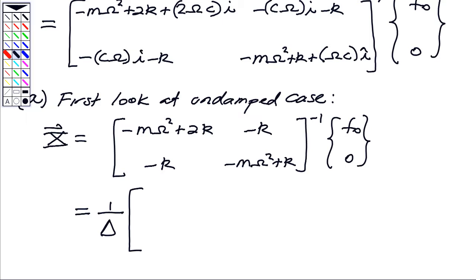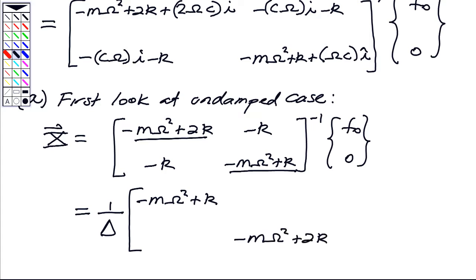But what you do is you switch the positions of the 1,1 and the 2,2. This is minus m omega squared plus k, minus m omega squared plus 2k. And then you take the off-diagonal terms and simply change their sign. The details on inverting a matrix are given back in the appendix of the notes, and what you'll see there is an expression in terms of these cofactor matrices. But again, for the 2 by 2, it's as basic as what we just wrote down here.